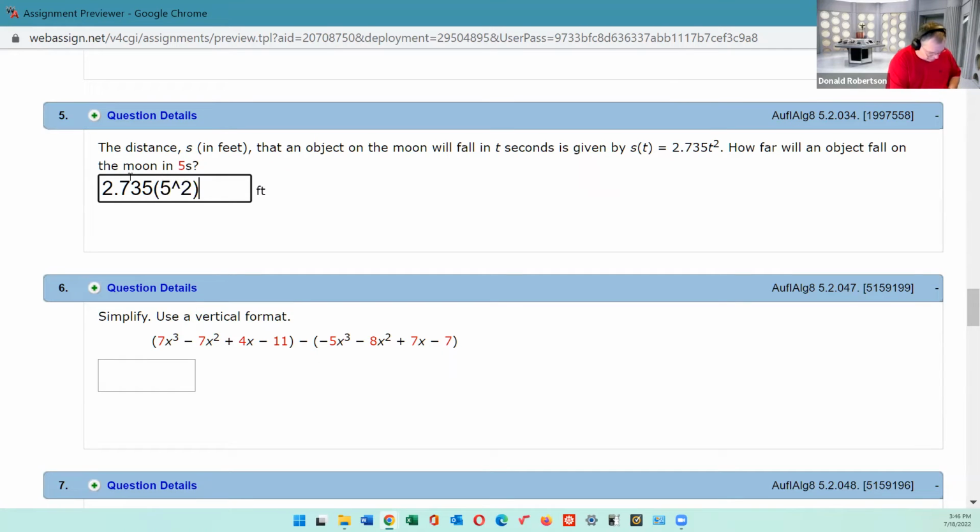And I would go into my calculator and I'll tell you what I got from that. I got 2.735 times that guy, and it's 68.375. So 68.375 in that particular example.